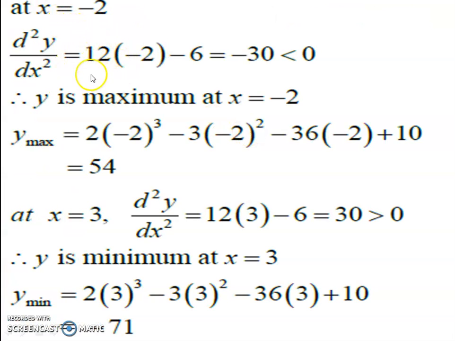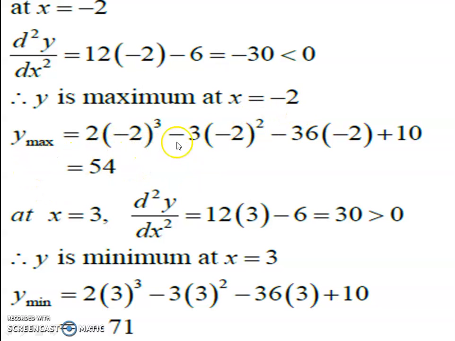We have in the equation d square y by dx square is 12x minus 6. So instead of x put minus 2: 12 into minus 2 is minus 24, minus 6 is minus 30. So it is maximum at x equal to minus 2. Put x equal to minus 2 in equation number 1.